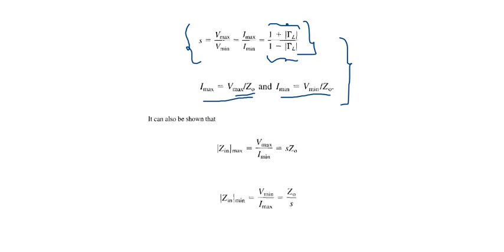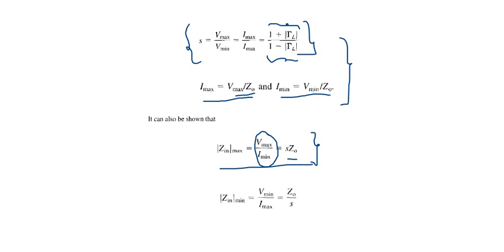define input impedance here. So this magnitude of input impedance we can define with the help of the ratio of V max to I min. Here what we are doing, we are comparing this maximum input impedance with reflection coefficient as well as the characteristic impedance. So here we are saying that it is V max to I min. Let me show you how.